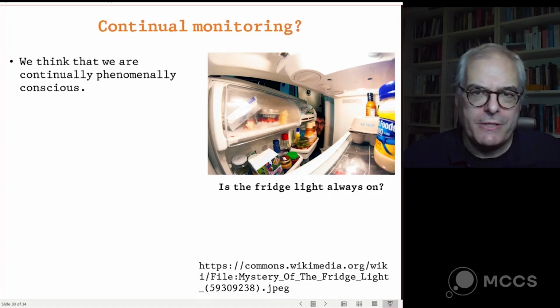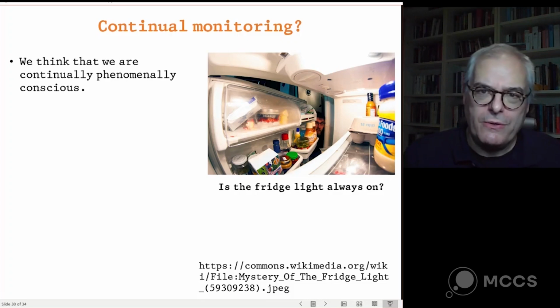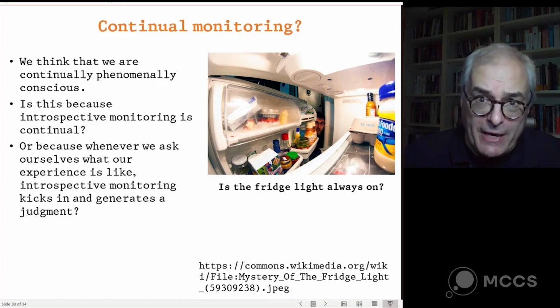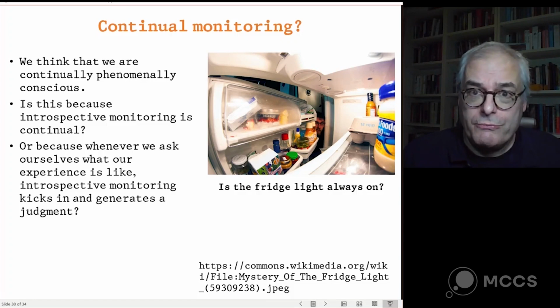So what does the illusionist say about this? Of course, the illusionist says that it isn't really there at all. There isn't really this inner world of qualities. But still we have the sense that there is. So why do we have that sense? Is it because introspective monitoring is always occurring, that the introspective processes are continually modelling aspects of our experience and continually constructing this model, and the information from that model is always there for us whenever we choose to attend to it? Or is it just because whenever we ask ourselves what our experience is like, whenever we think about it, the introspective monitoring kicks in and generates a judgment?